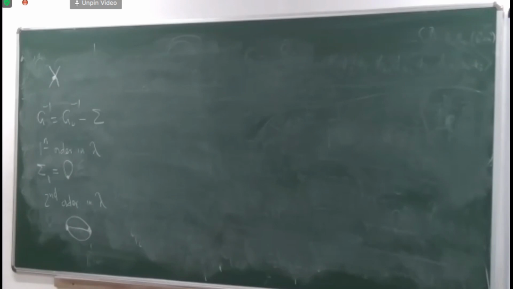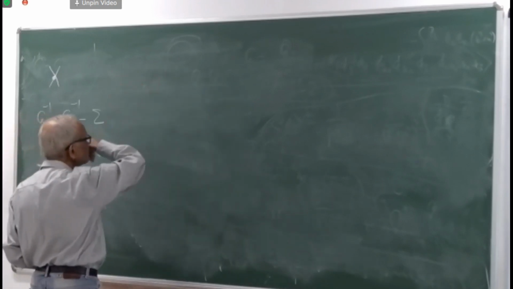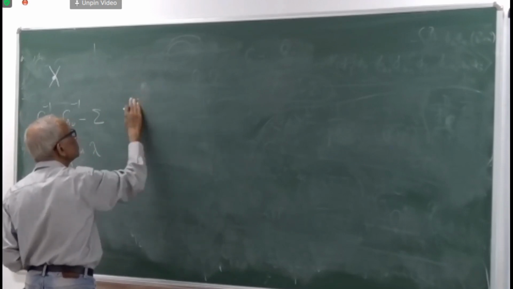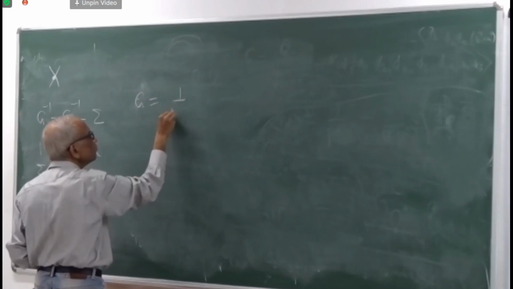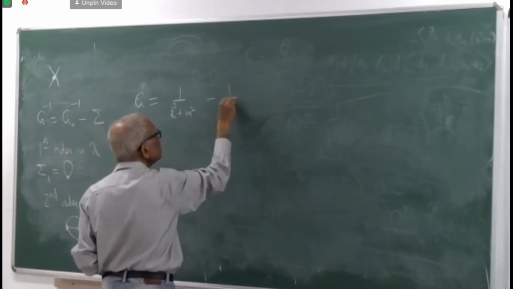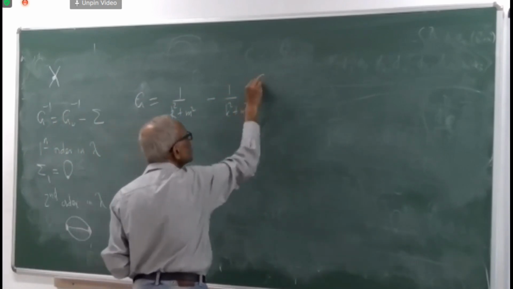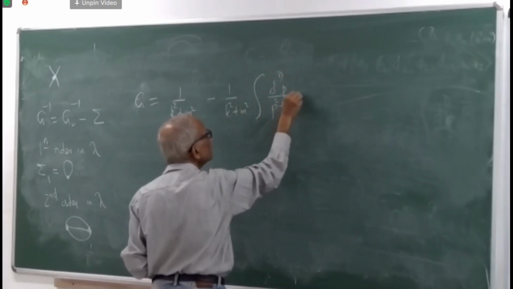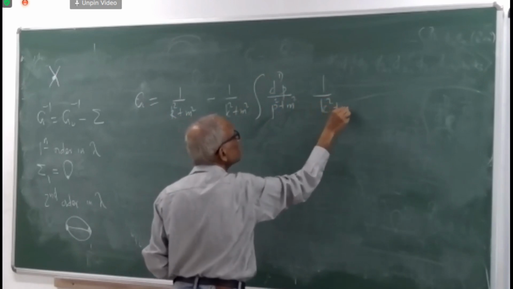And the story goes on. But the point, unfortunately, is that what we have done over here, we have got this G. So go back to what we were doing. I have this G turn out to be 1 over k squared plus m squared minus 1 over k squared plus m squared integral d^dp over p squared plus m squared 1 over k squared plus m squared.